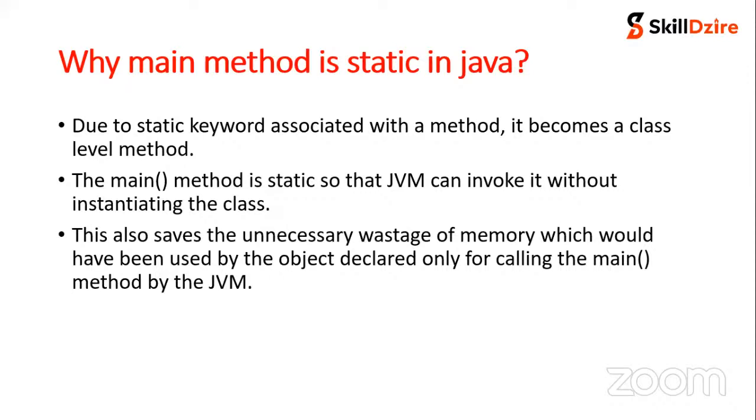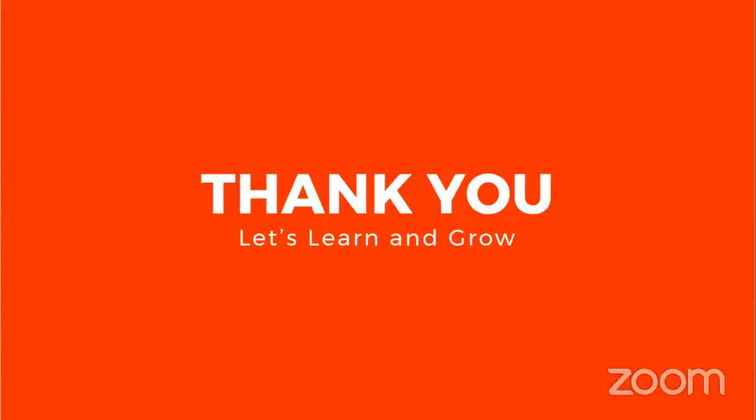So just to avoid unwanted use of memory and to reduce the length of your code, we have declared the main method as static, so that you can directly use that method. You don't need to create the object, and you don't need to allocate any memory. That is the reason why the main method is static in Java. So that's all about today's session on methods. Thank you so much, everybody.